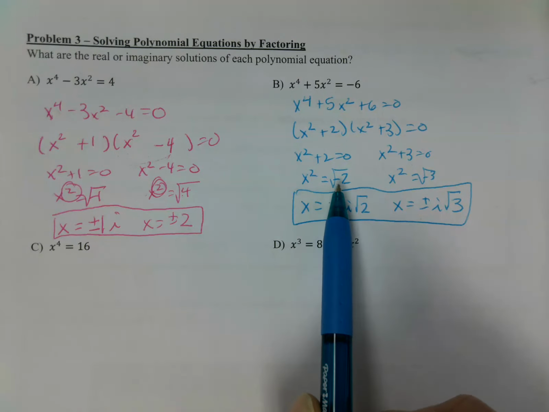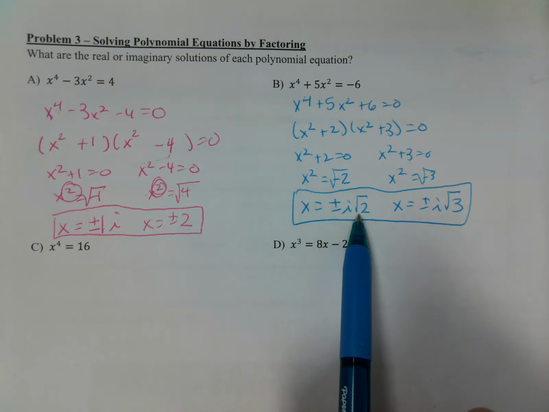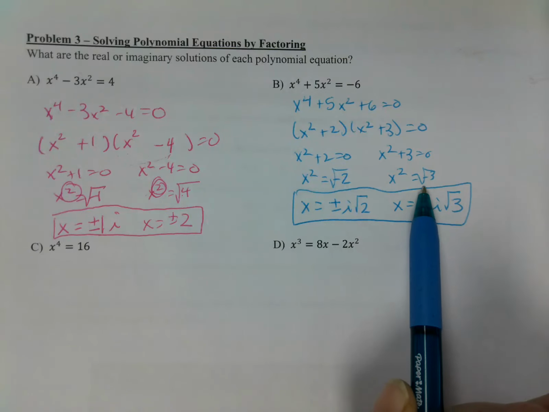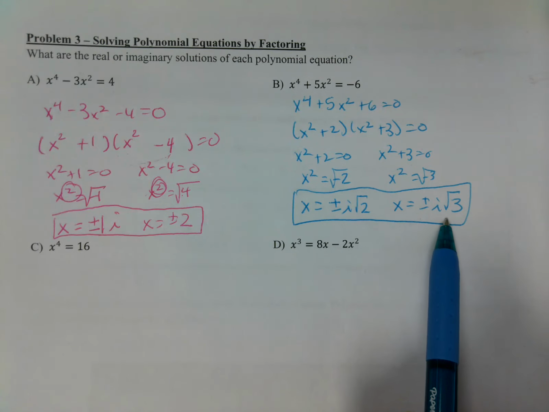Because this is the square root of a negative, that gives me my i, and I can't simplify my square root 2. And the same thing is here. 2 answers, i, because that's negative, and the square root 3.